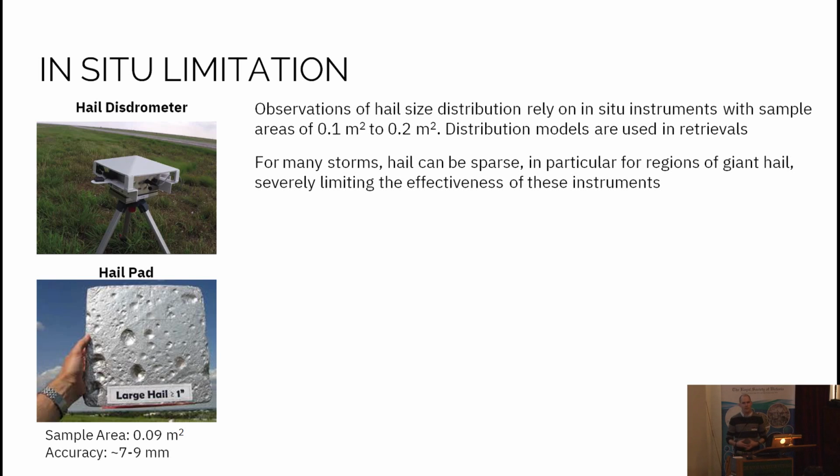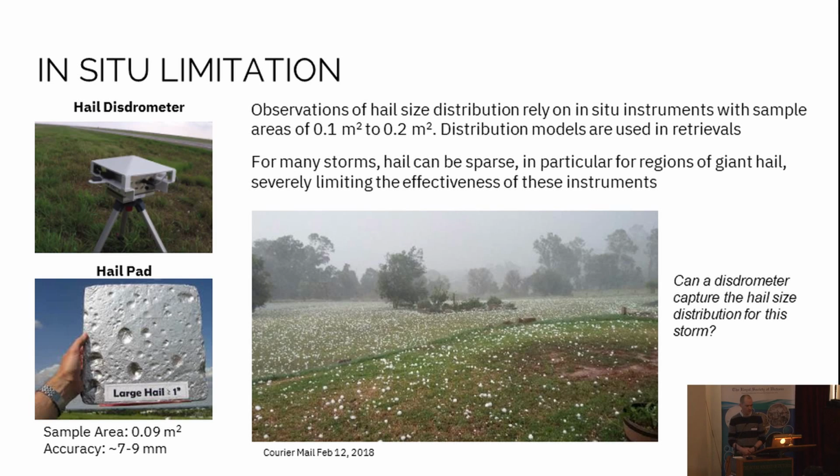However, hail can be sparse, particularly for large storms, and these sorts of instrumentations become less and less effective when deployed in these environments. For example, in the picture I put up here, if you put a disdrometer in any one of those spots for this storm, you would quite likely miss the maximum hailstone size. And a lot of our understanding for developing these radar retrievals comes from this information.